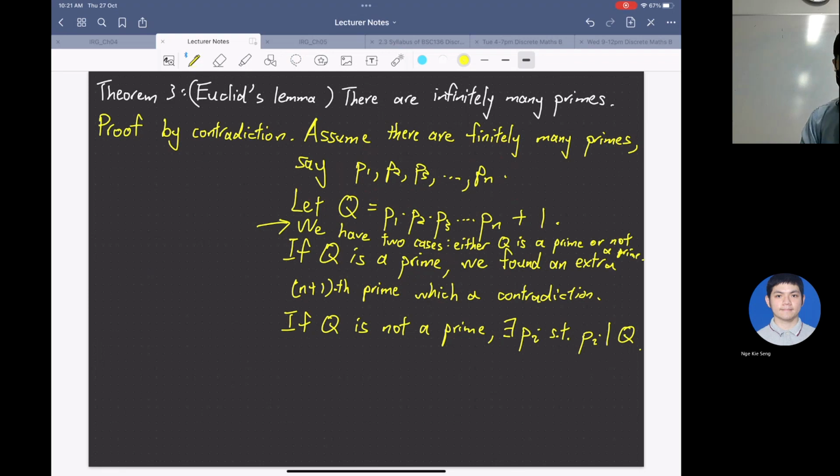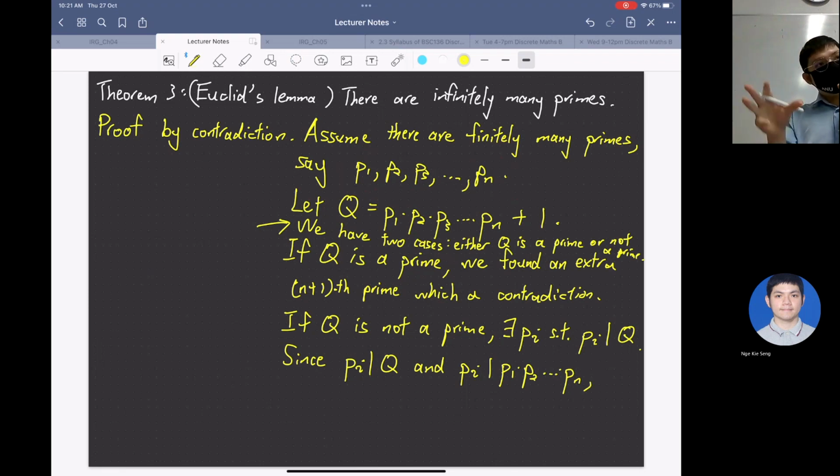Okay. So remember the theorem we proved. Since Pi divides Q, and also Pi definitely divides the product, because Pi is one of the primes inside this product, then the theorem says we can divide the sum of multiples of them. So in particular, Pi will divide Q minus P1 dot P2 dot P3 dot up to Pn.